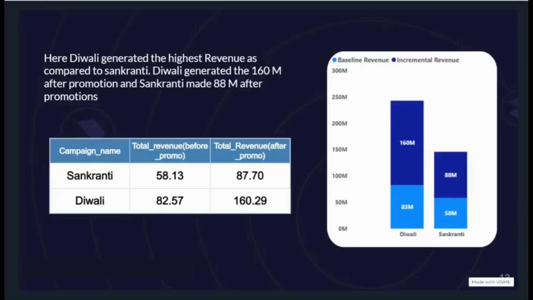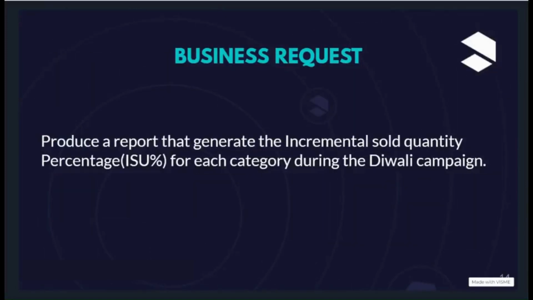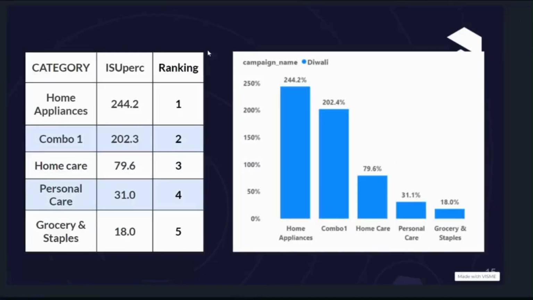Now let's move on. The next business request is to produce a report that generates the incremental sold quantity percentage for each category during the Diwali campaign. As you can see, the categories with the highest ISU percentage in Diwali are home appliances, combo1, home care, personal care, and grocery and staples.